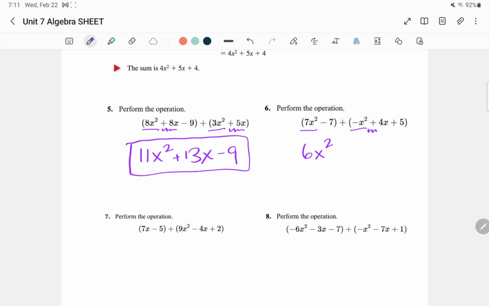My next like terms would be just the x. And I only see 1 here, that plus 4x. There's nothing to combine it with, so I'm going to go ahead and bring that down. And then last, I have just my plain numbers, my constants. So negative 7 plus 5 would be negative 2. And that is my answer right here.